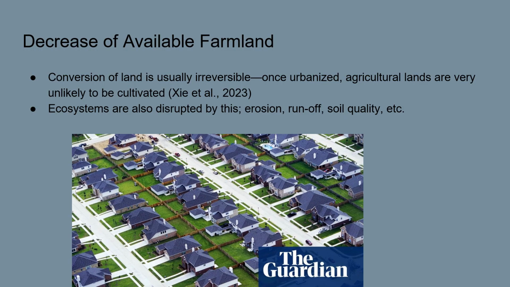So after I've explained what urban sprawl is, I'm going to go into the decrease of available farmland that urban sprawl causes. And I really like this first quote here: conversion of land is usually irreversible. Once urbanized, agricultural lands are unlikely to be cultivated.